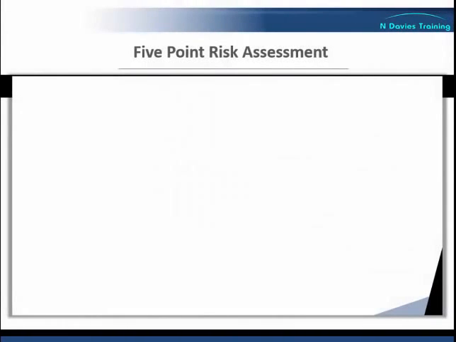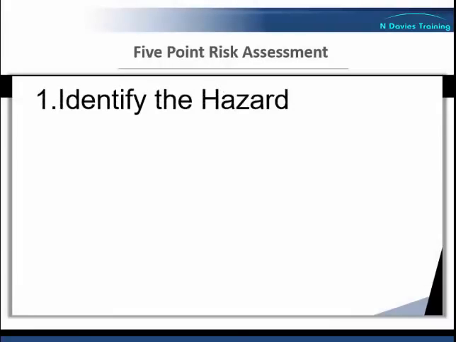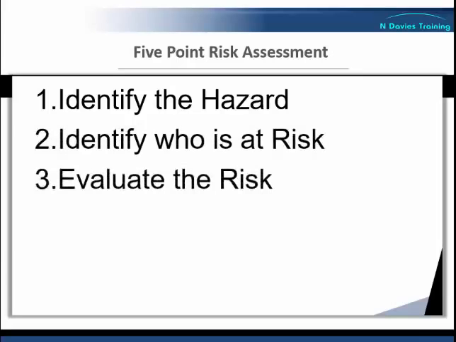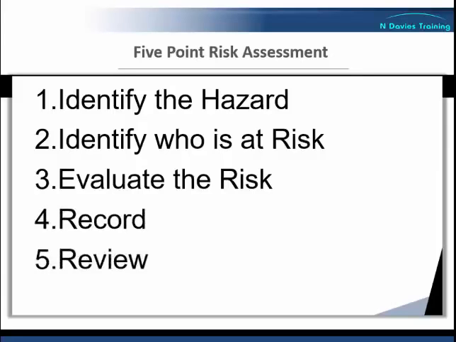So in order to do this, we need to follow the following 5-point process. 1. Identify the hazard. 2. Identify who is at risk. 3. Evaluate the risk. 4. Record. And 5. Review.